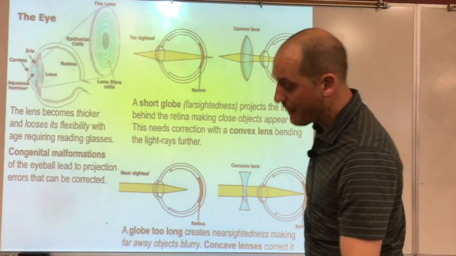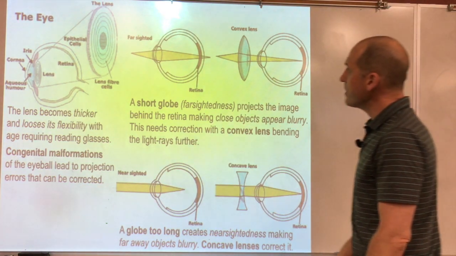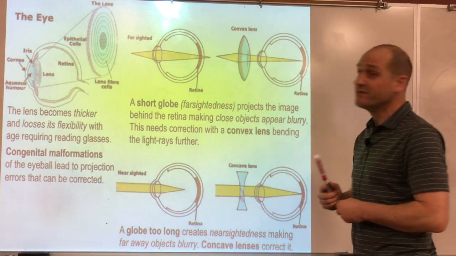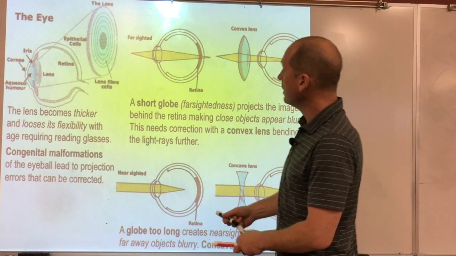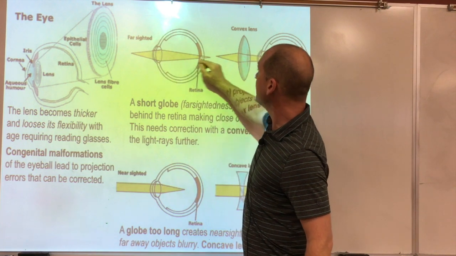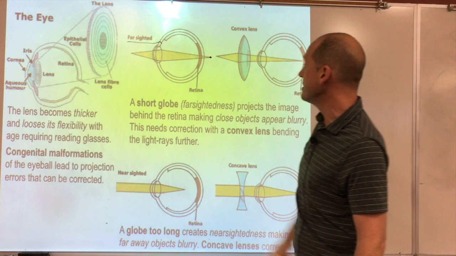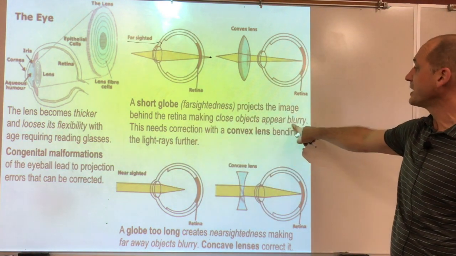And that happens when we have a short globe, for example. The corrections we need are because the globe is too short or too long. If the globe is too short, the picture converges behind the retina, and we call that far-sighted, making close objects appear blurry.